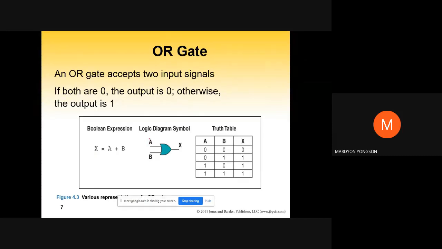So, pag dinrawing natin yung logic diagram symbol niya, first, i-drawing natin yung OR gate, ito. And then we have input, yung A and B. And then yung output is X. So since OR gate, ipagpa-plus lang natin yung dalawang input. Tapos sabi, pag OR gate, if both are zero, doon lang siya nagkakaroon ng output na zero, pag parehas zero yung dalawang input. So for this example, we have A and B both zero, kaya zero.